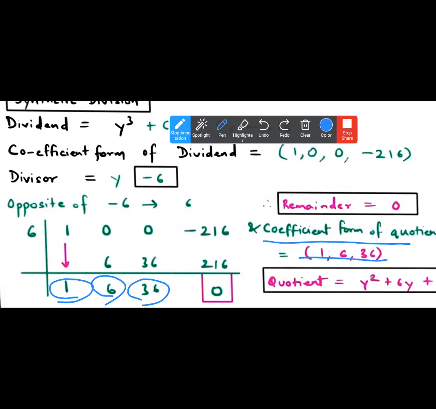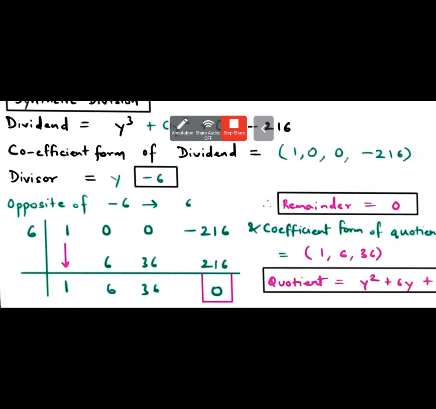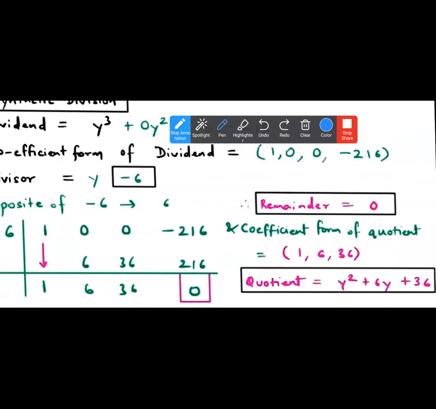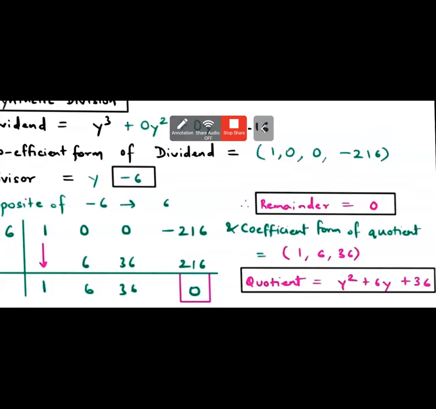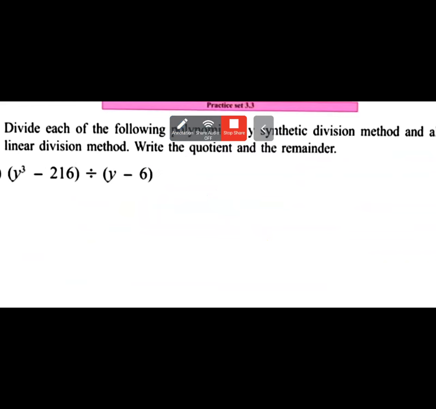So this you have to convert into the quotient. It is in the y form, that means your variable is y. So here you write 1y square plus 6y plus 36. This one is your quotient. This way you have to complete your synthetic division.